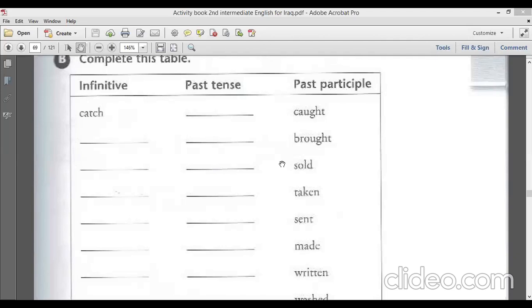Wait a minute, I have lost the connection again. Can you hear me now? Can you hear me?